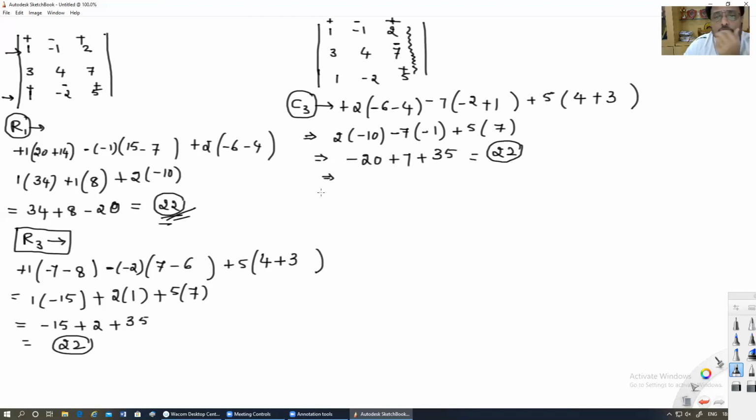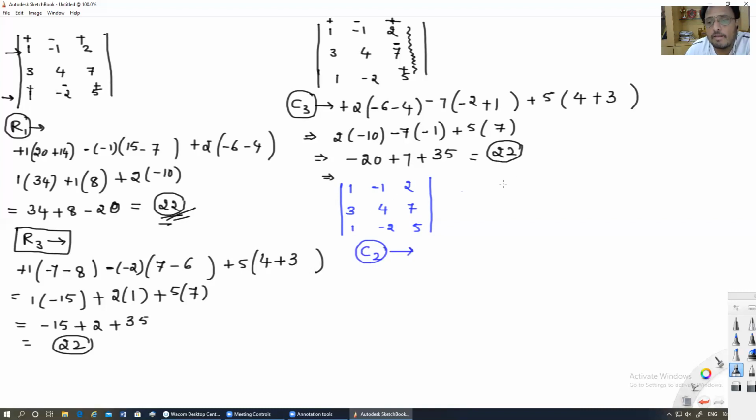I'll write here, and I will write this simply. This same problem it is. Again, I'll write here 1, 1, minus 1, 2, 3, 4, 7, 1, minus 2, plus 5. Top signs not necessary. Now I'll go for column 2. If I expand by using column 2, see that answer.